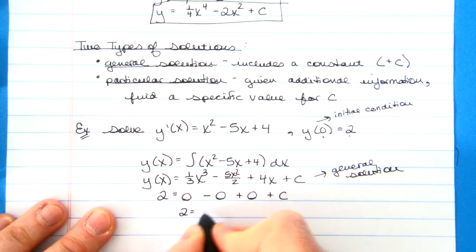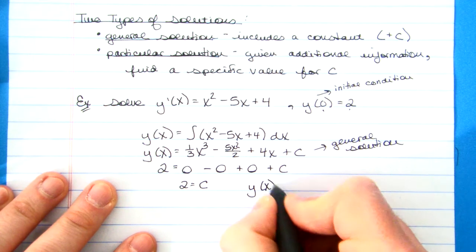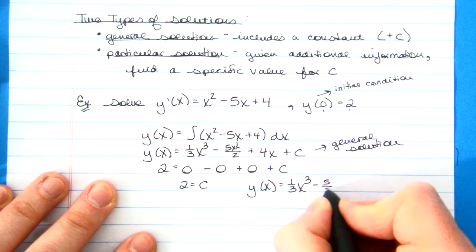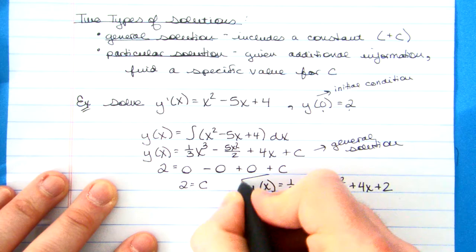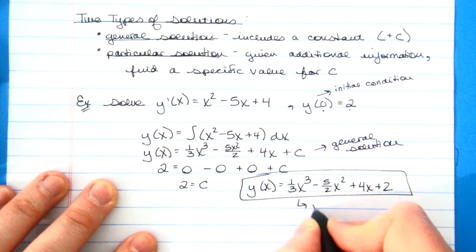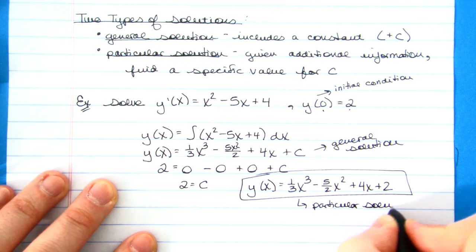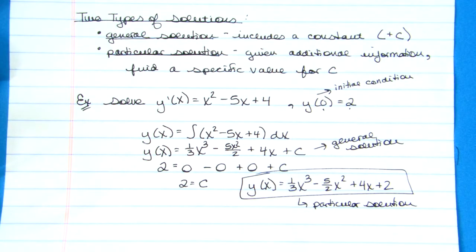I'm thinking 2 equals c, which means I'm going to get y of x equals 1/3 x cubed minus 5/2 x squared plus 4x plus 2, and I'm going to call this my particular solution to a differential equation. I gave you a little bit of extra information. We could find a specific value for c. I found these results. Please copy that down.